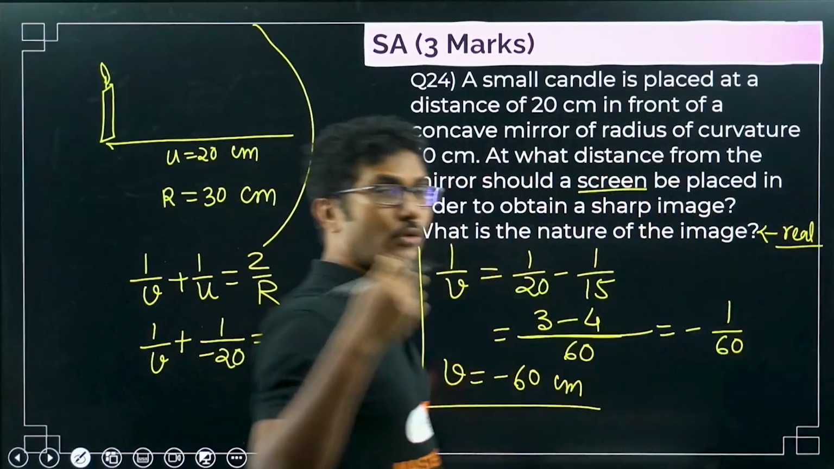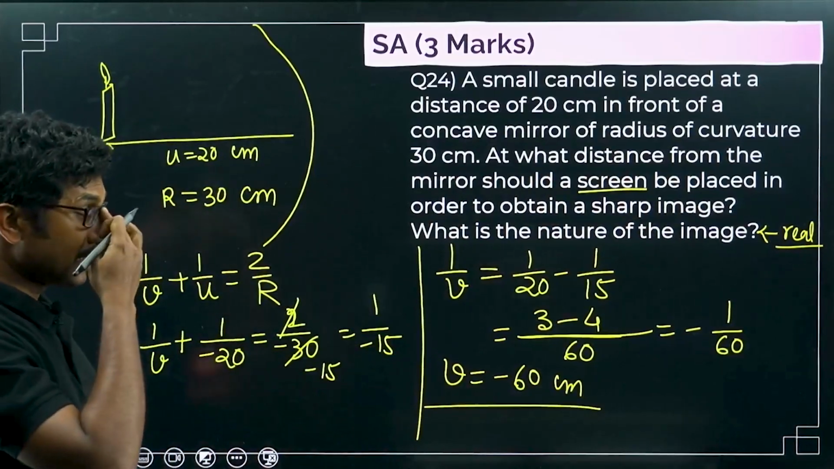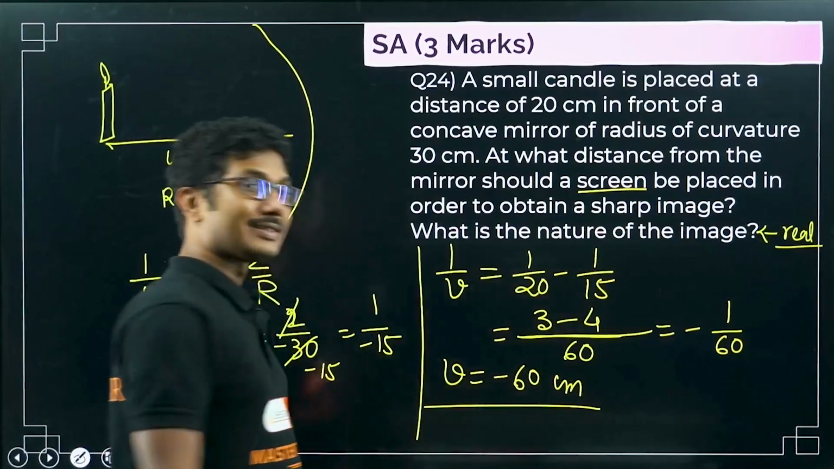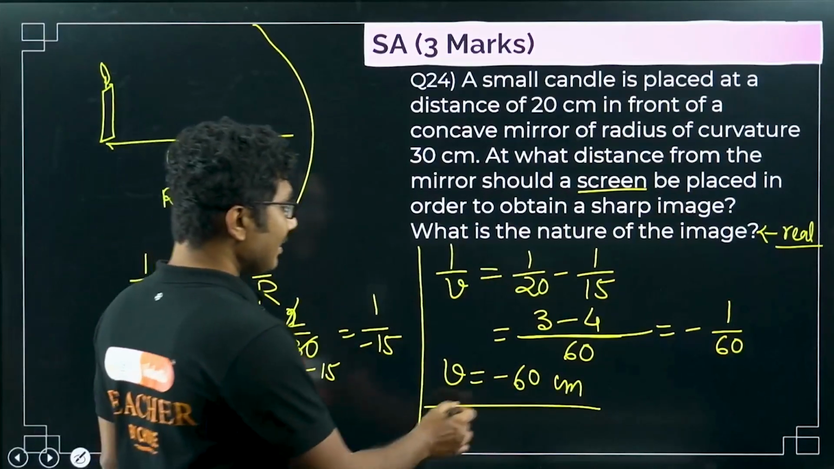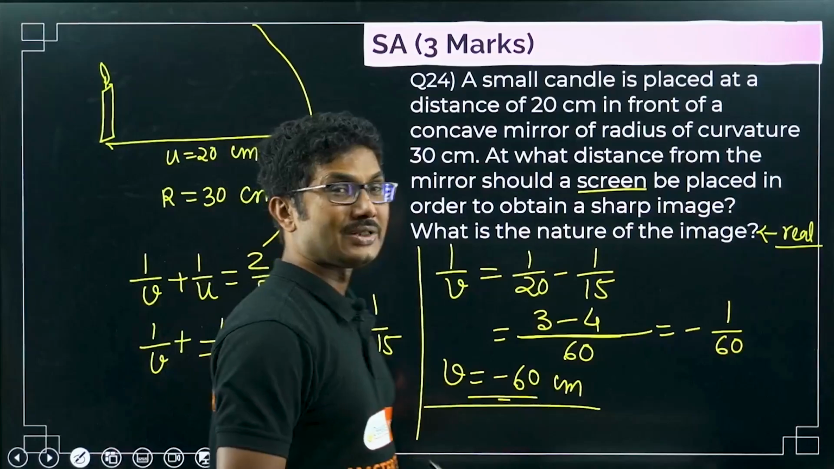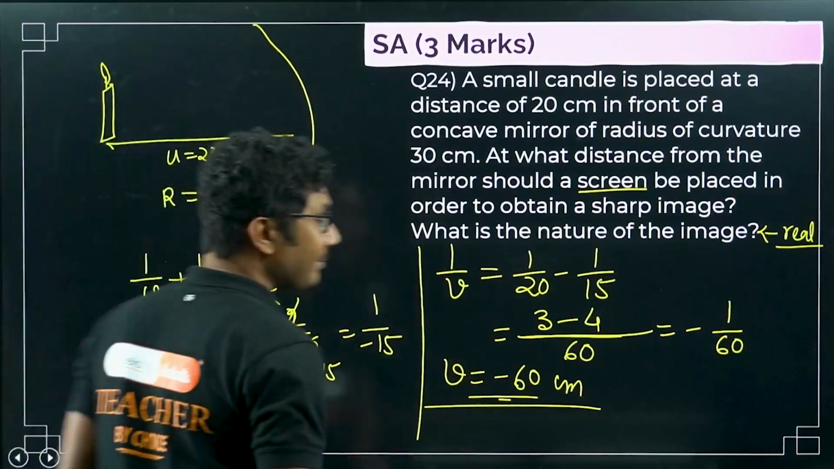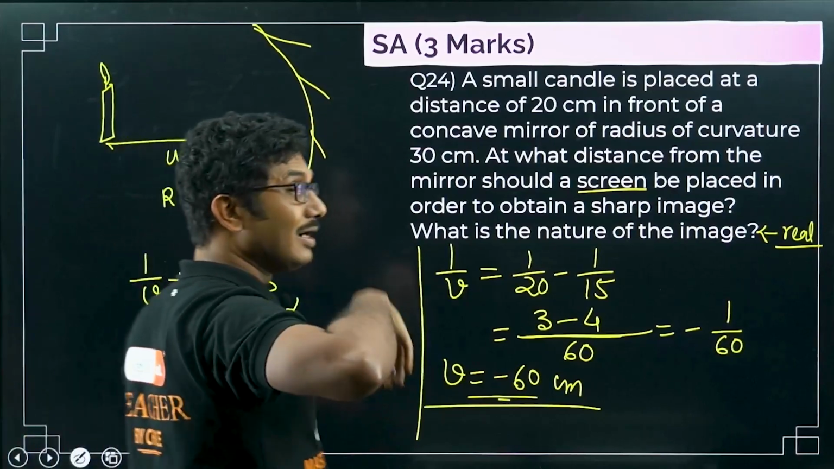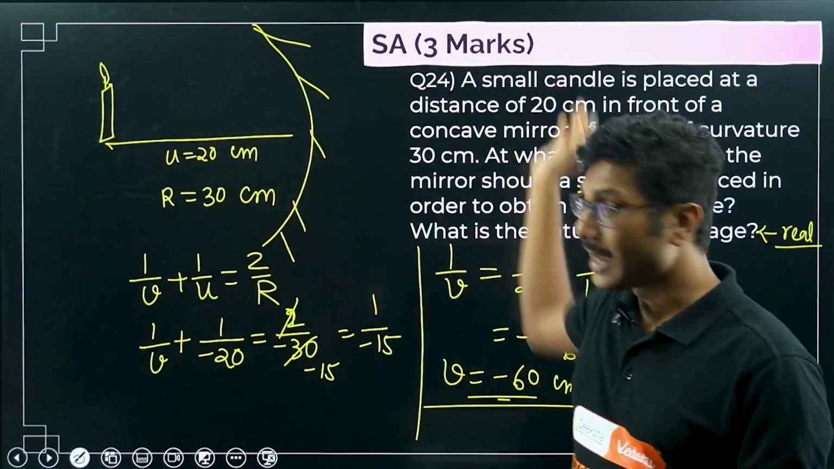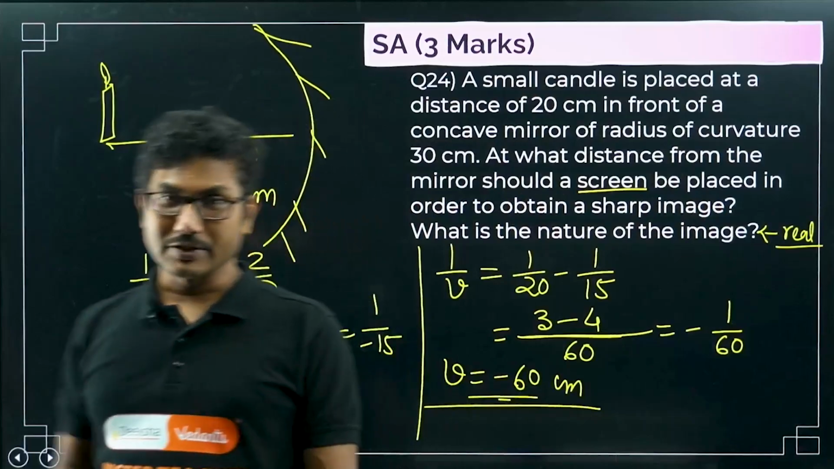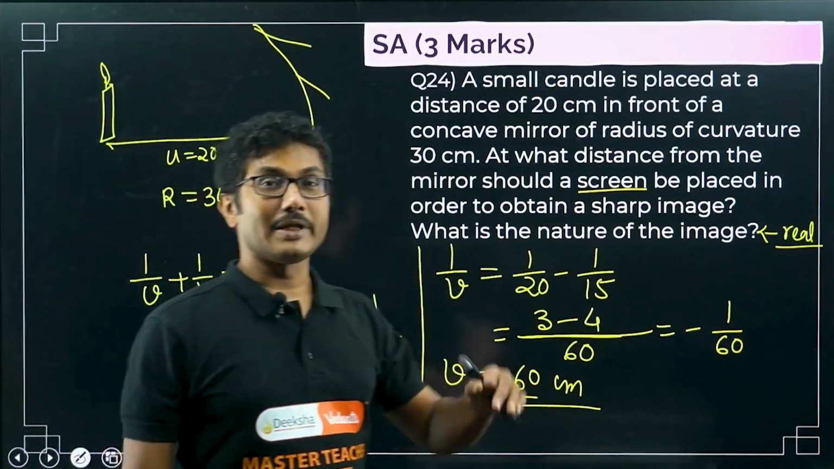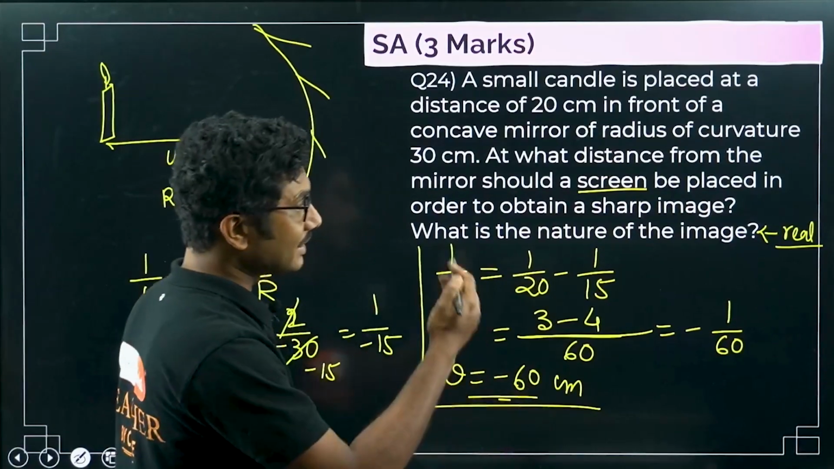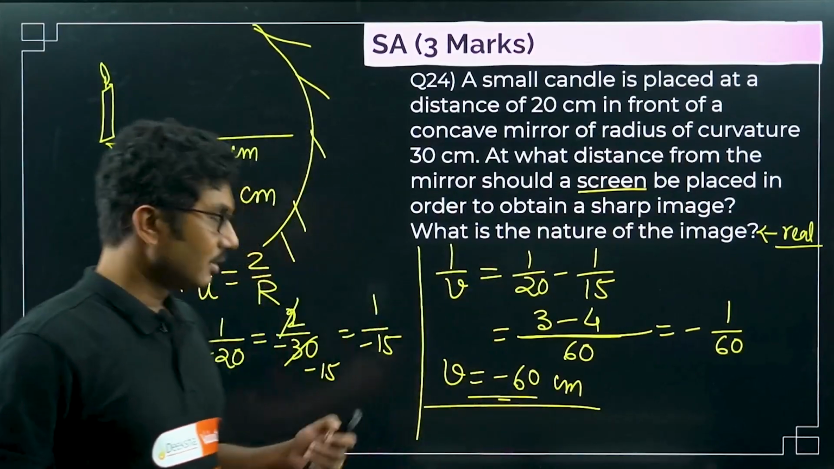okay. From two things you can say it's a real image. First of all, they have asked you to place a screen, so obviously if you are placing a screen, that is a real image. Secondly, the v is negative. The negative v means it is on the left hand side of the mirror. Now mirror reflects the light, and if the image is forming behind the mirror, then only it is a virtual image. So because it is forming in front of the mirror, that means it's a real image, okay. So nature of the image is real image. You have to mention that, okay.